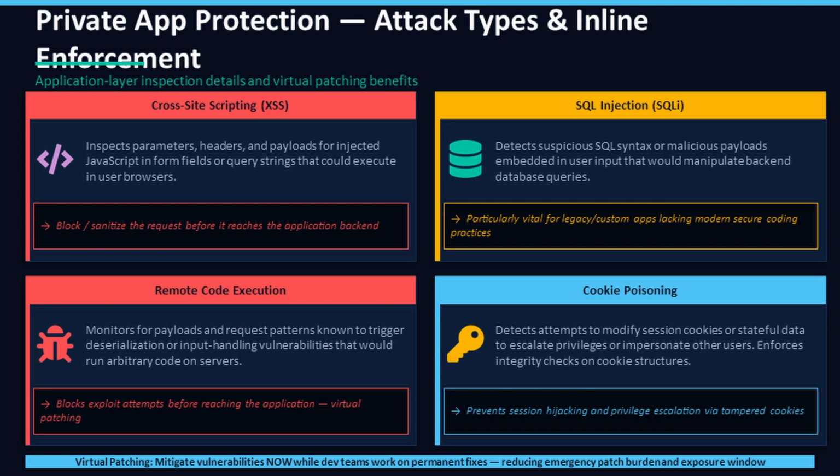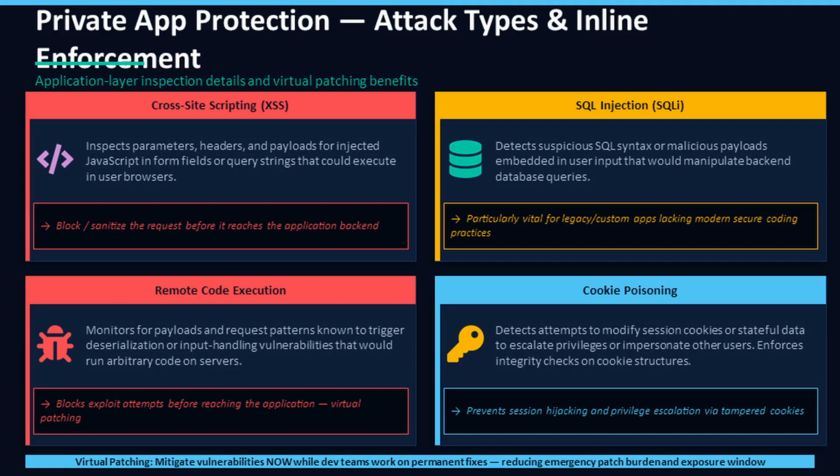SQL injection is one of the most common and dangerous web application vulnerabilities. It works by inserting malicious SQL syntax into user input fields, login forms, search boxes, URL parameters, in a way that manipulates the database query on the backend. Private app protection detects these patterns in real time and blocks them. For legacy or custom-built applications that may not have been built with parameterized queries or modern input validation, this is often the only compensating control standing between the application and complete database compromise.